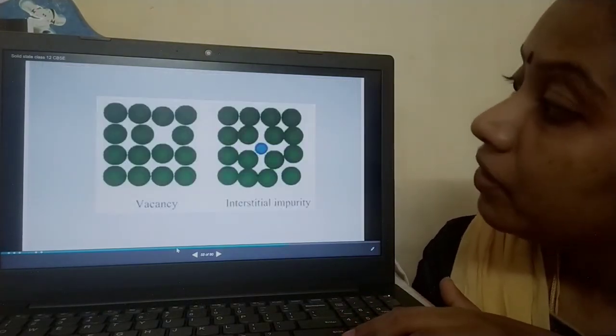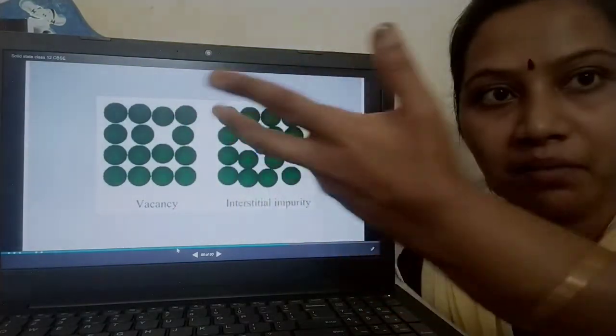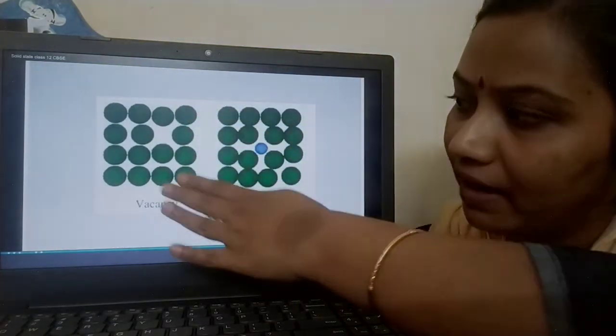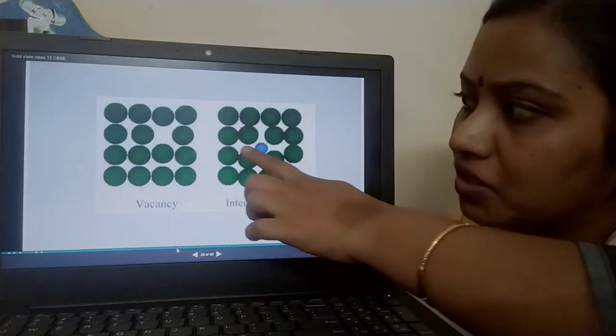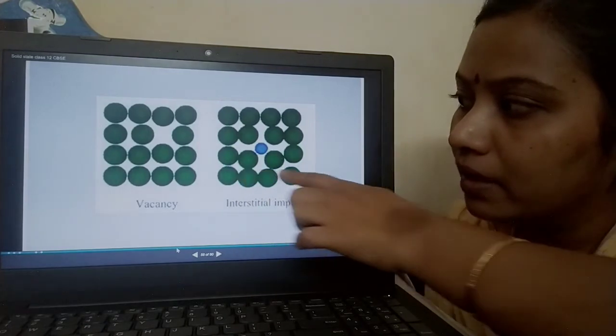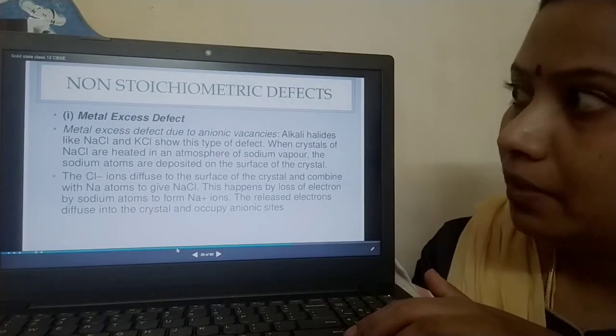See, this is your interstitial impurity and that is a vacancy. From a normal site, one atom is removed, so this is a proper vacancy. And what is an interstitial impurity? In the interstitial site, one particular atom is added. So that is taken as an interstitial impurity.